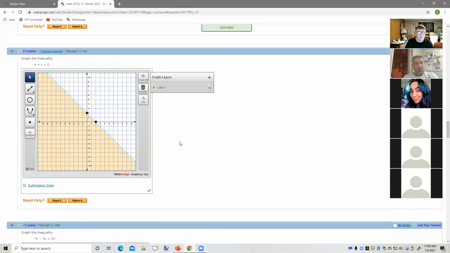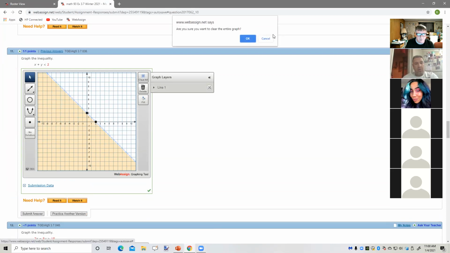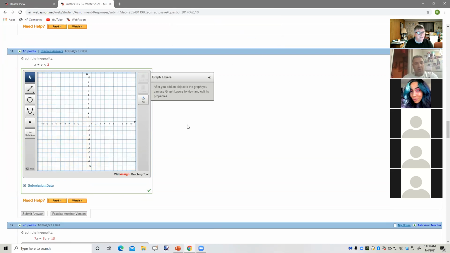All right. So what I want to do is clear this whole thing out and go over it again just to make sure you understand. I plotted a couple of points. So I clicked here, 2, 0, 0, 2, and then made it dashed. Oh, you know what? That second point, I didn't get it quite where I wanted it. How can I fix that?